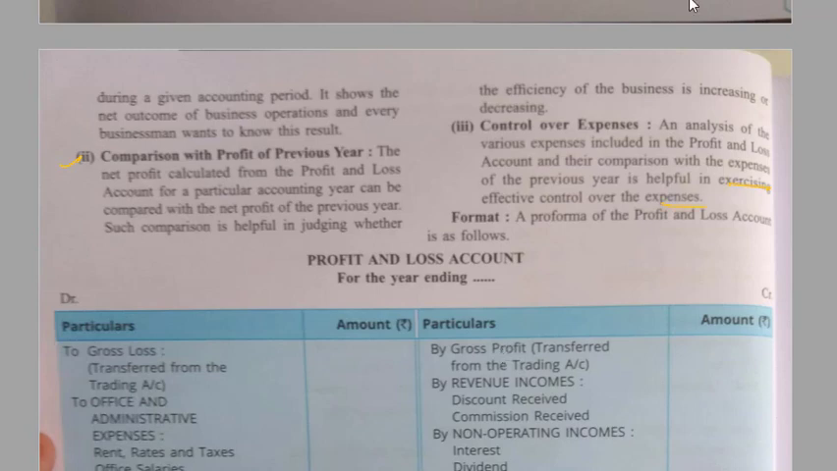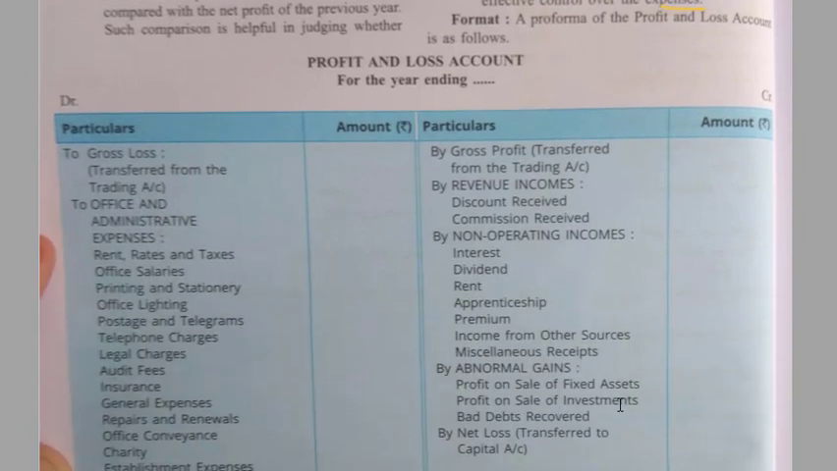So basically these are the three reasons why we prepare profit and loss account. First, to know the net profit or loss for the current year. Second, for comparison, to compare with the previous years. And third, to exercise control, to control over the expenses. Okay. Now let us see the format of this profit and loss account.